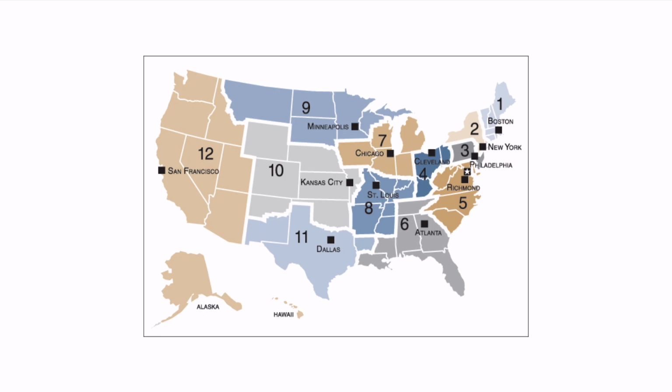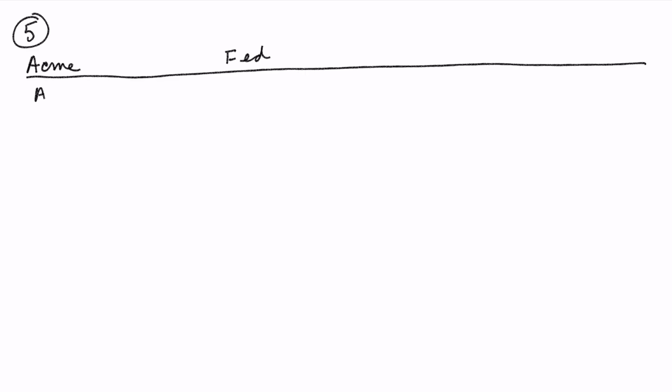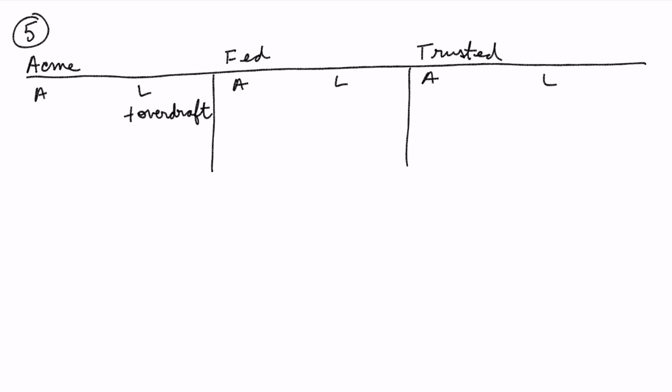Banks can run negative balances during the day. Here, Acme owes Trusted at some point in the day, but has insufficient reserves to make that transfer, so Acme obtains an automatic daylight overdraft from the Federal Reserve. So Acme incurs a liability, which is the overdraft, which is a loan, that's an asset to the Fed, so due from Acme.